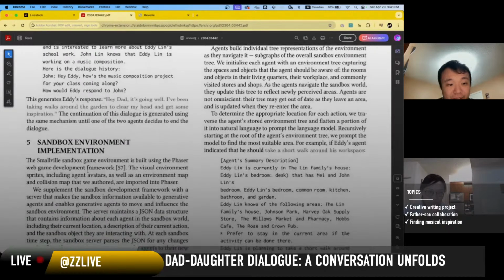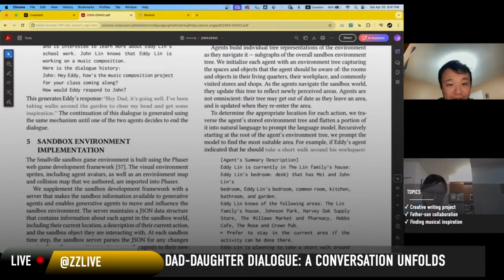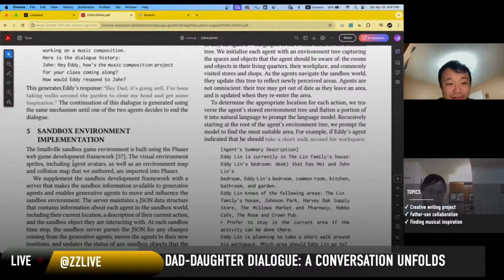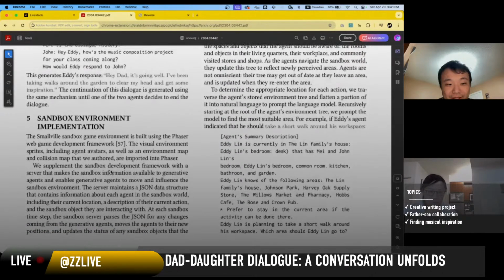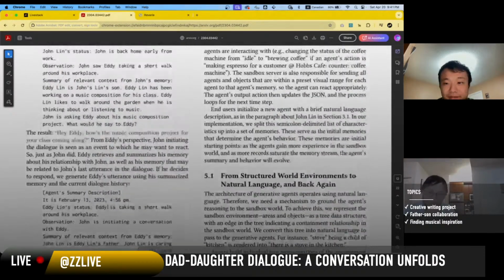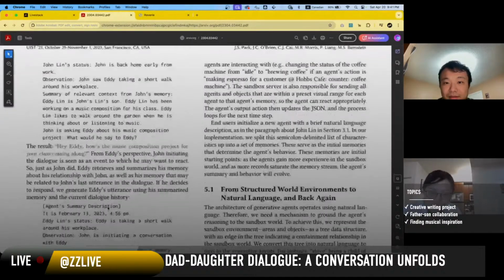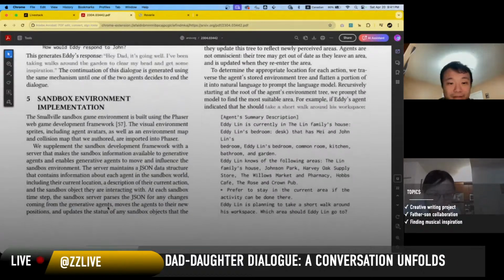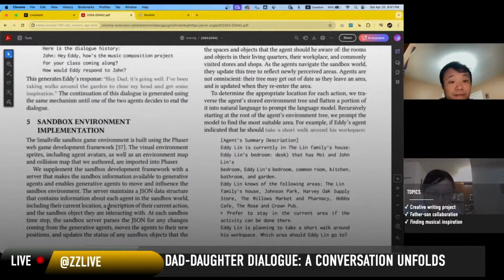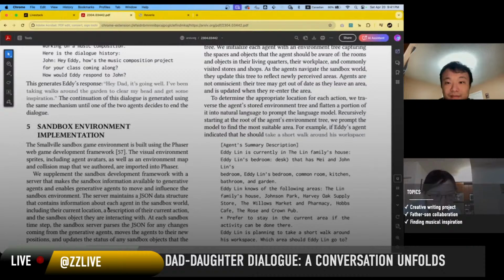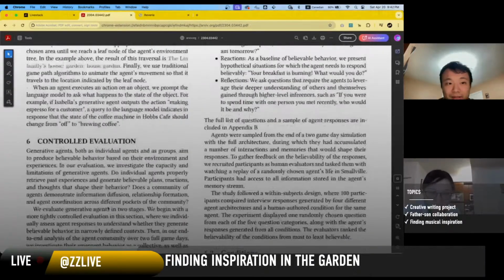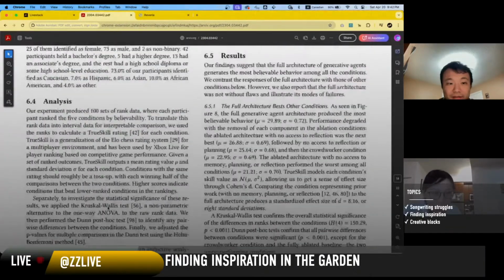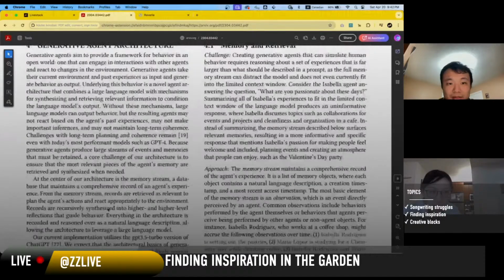Sandbox environment implementation. The Smallville sandbox game environment is built on the Phaser web game development framework. The visual environment sprites include, okay, this is implementation detail, JSON, and function. Wait, maybe take a closer look at how they provide this context, like how we have vicinity. I'm curious to know how they're doing. Oh, they don't have it. Maybe it is section 5.